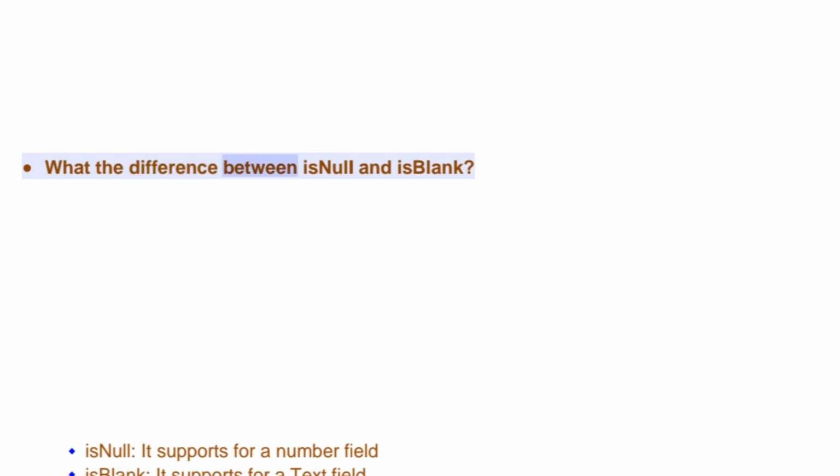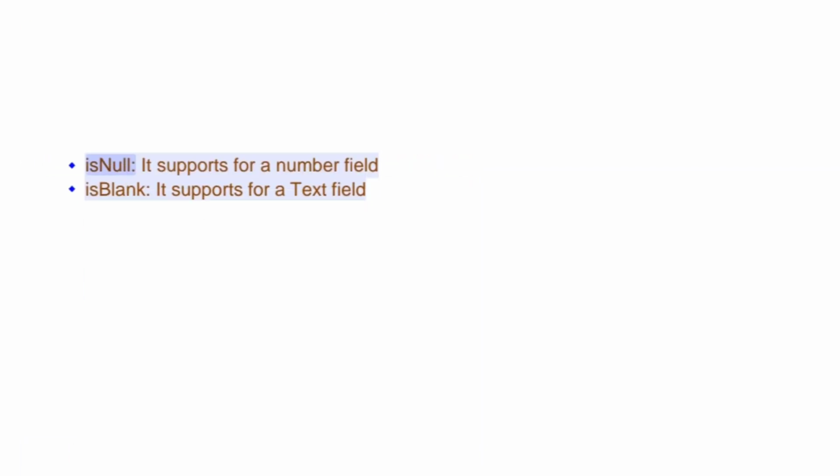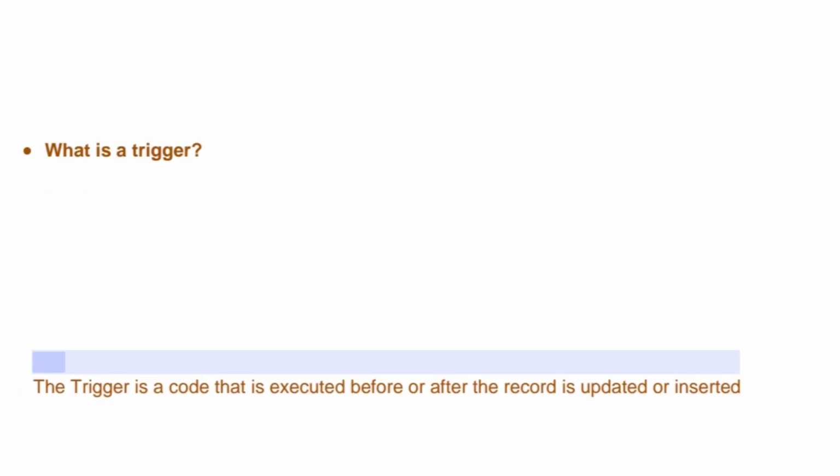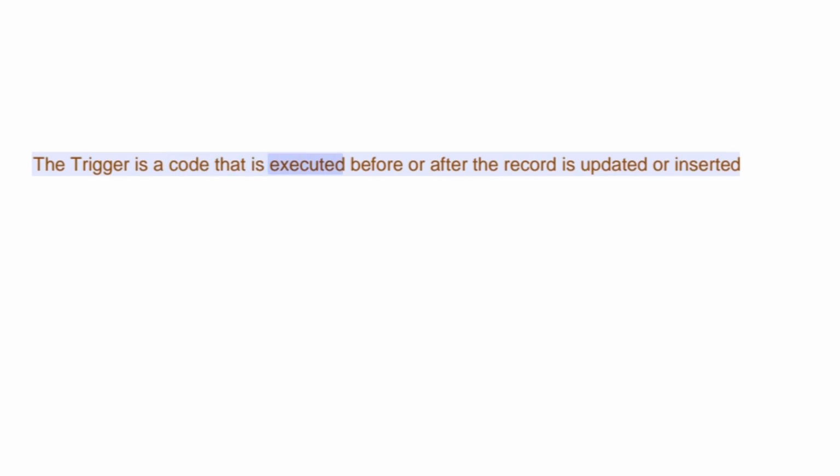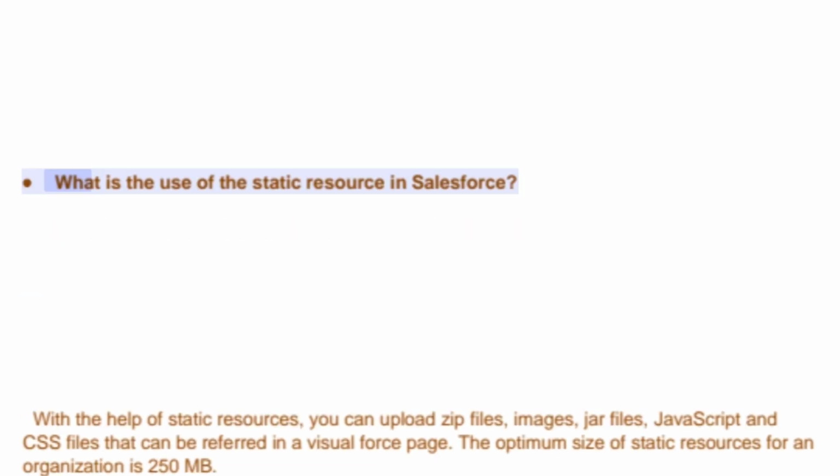What is the difference between isNull and isBlank? isNull supports a number field. isBlank supports a text field. What is a trigger? A trigger is code that is executed before or after a record is updated or inserted.